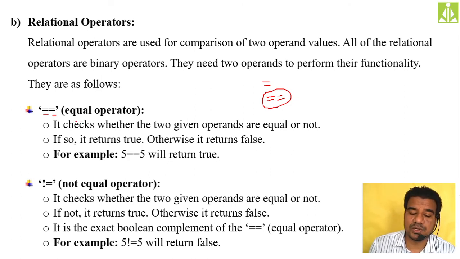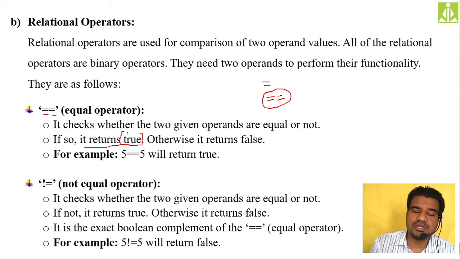It checks whether the supplied operands are equal or not. If both the operands are equal, it returns true. True is the boolean value which indicates the success of the performed operation. So if the relational operation is returning true, it indicates that the operation is successful. Whatever you are checking, that is successful.